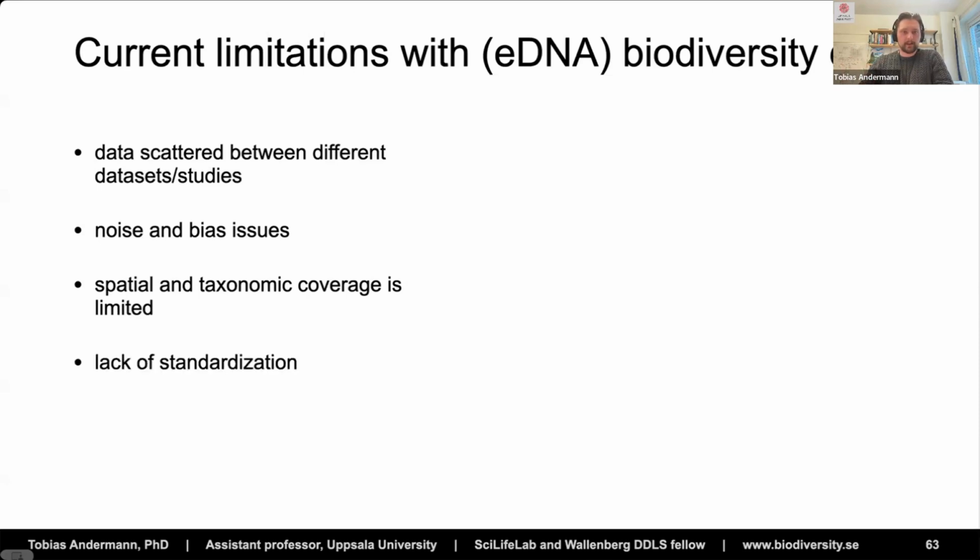And there's also still a lack of standardization. For example, what sequencing technology do you use? How deep do you sample the soil? All of these different variables.